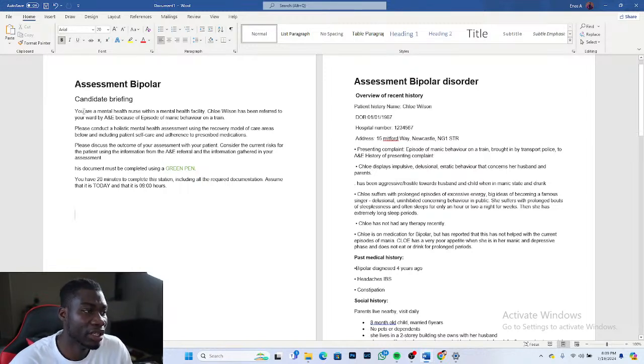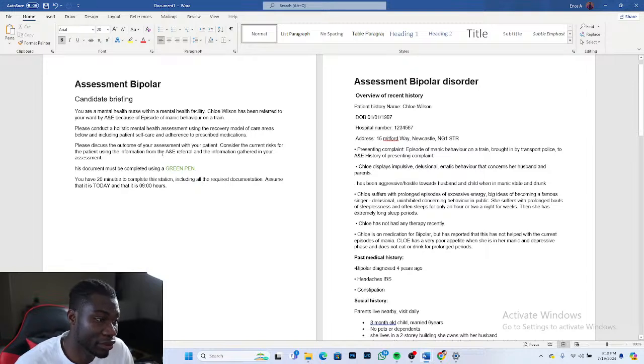So now let's look at our candidate briefing. It says that you are a mental health nurse within a mental health facility. Wilson Chloe has been referred to your ward by A&E because of an episode of manic behavior on the train. Please conduct a holistic mental health assessment using the recovery model of care areas below, including patient self-care and adherence to prescribed medication. Please discuss the outcome of your assessment with your patient. Consider the current risks for the patient using the information from the A&E referral and information gathered in your assessment.